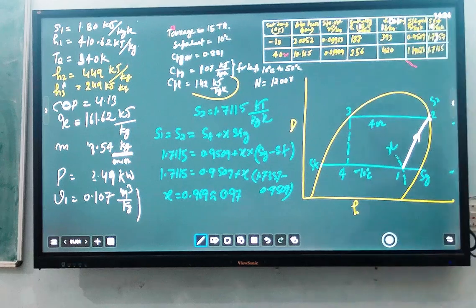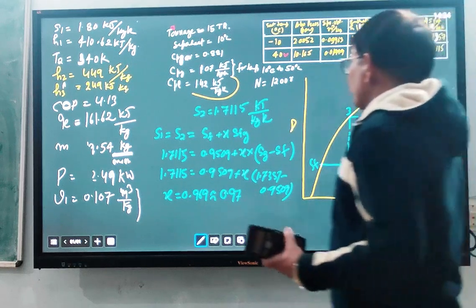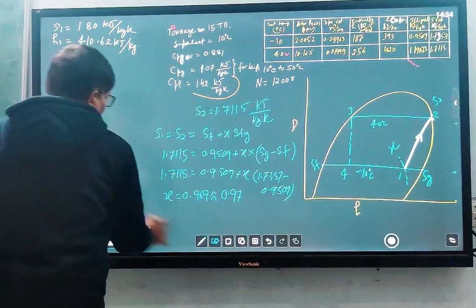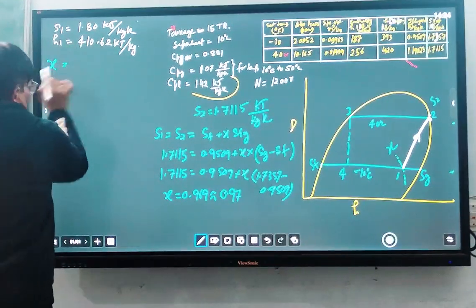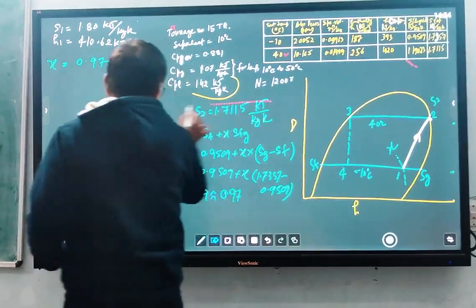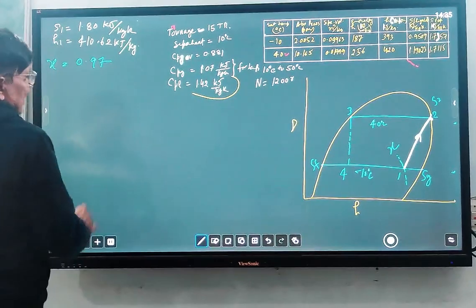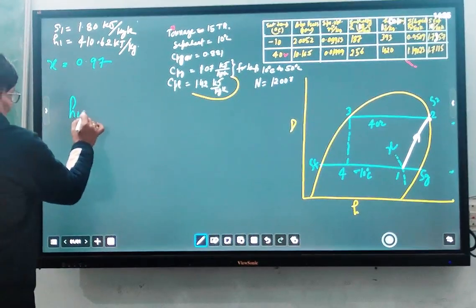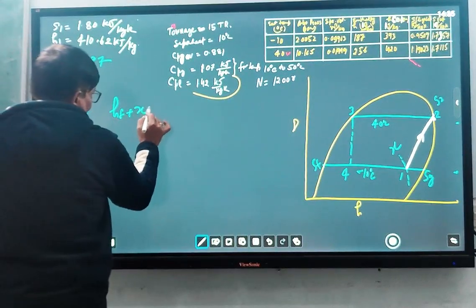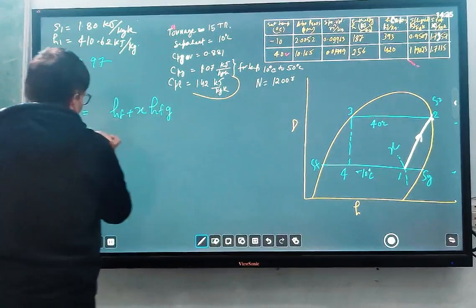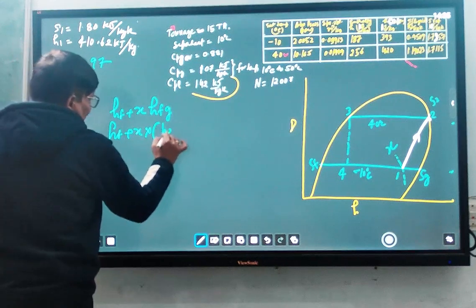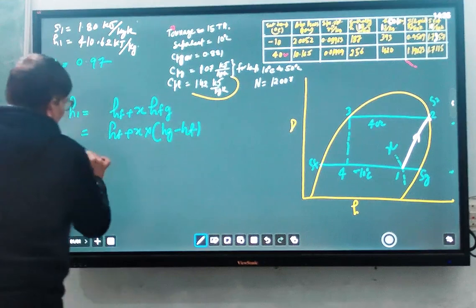Once we get X, then you calculate everything. We got X, so now X equals 0.97, and other values you can get here. The only thing required is H1. H1 equals Hf plus X Hfg, that is Hf plus X into (Hg minus Hf), and put in all values.